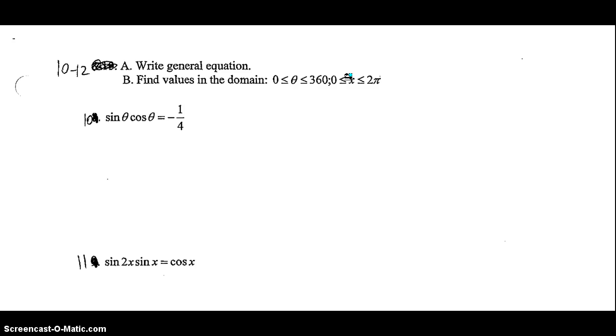All right. This one we have sine theta cosine theta equals negative 1/4. I seem to have something for 2 sine theta cosine theta, right? But I have sine theta cosine theta this time. I need to get a 2 over there, so I'm going to multiply both sides by 2. So I end up with 2 sine theta cosine theta, and that equals negative 1/2.